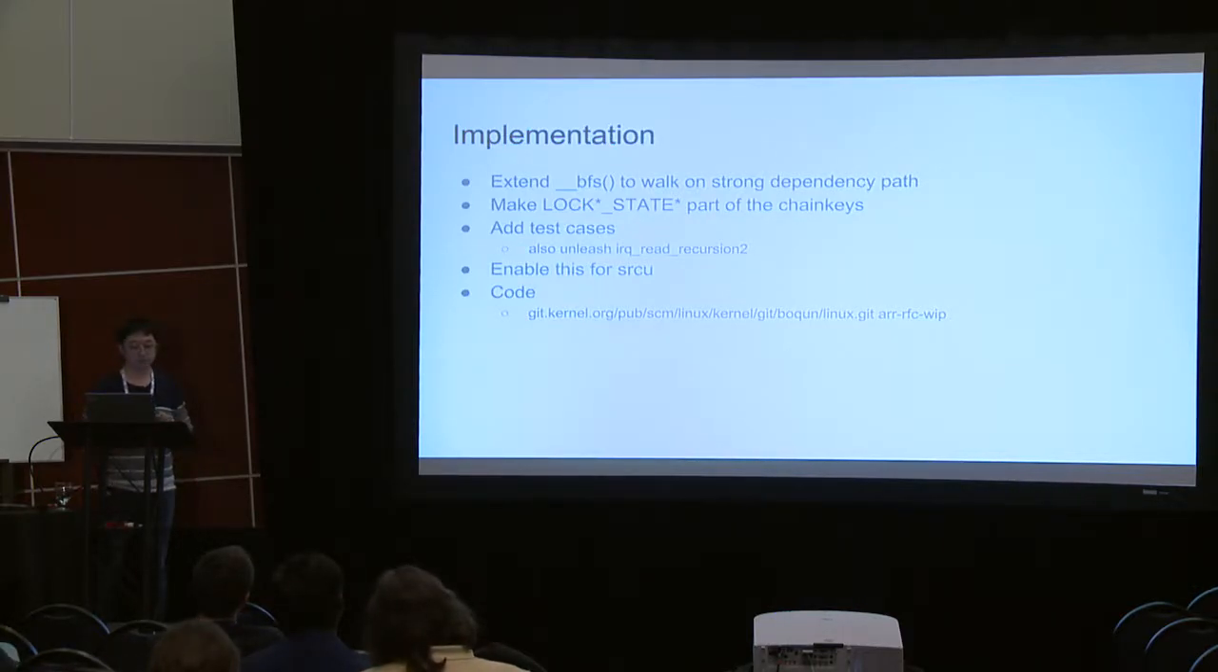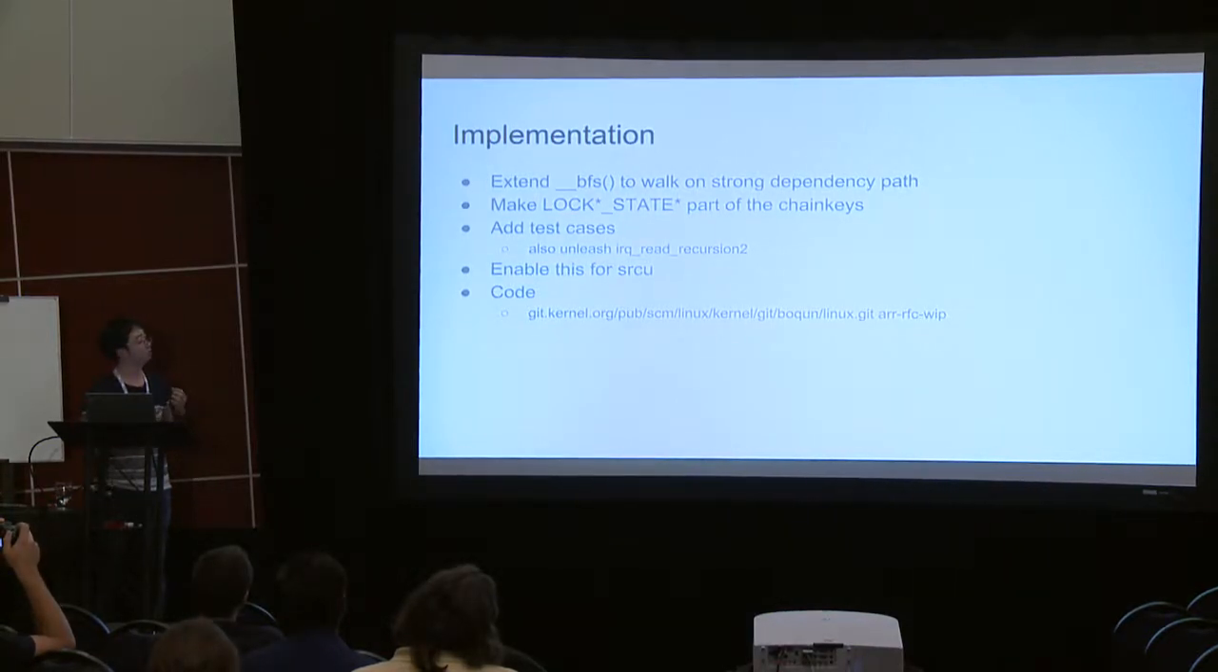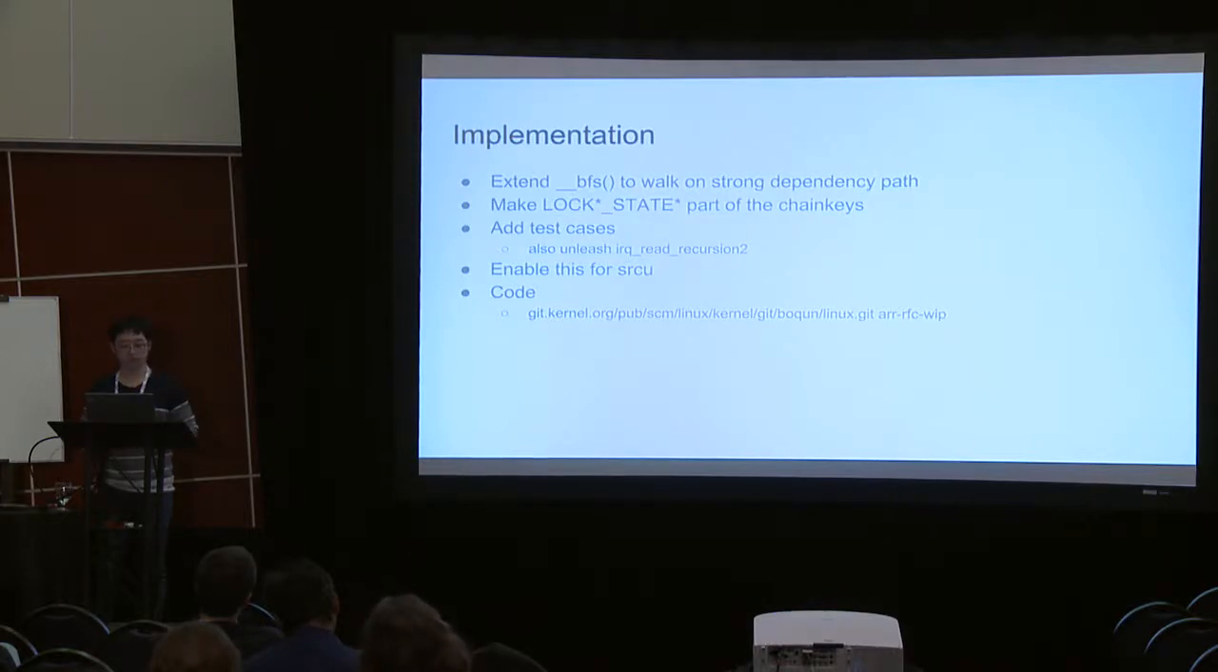There is a BFS in Lockdep, which is the core of Lockdep, and it used to only work on any dependency. I changed that to work on a strong dependency path. There are many implementation details there, and also there is a thing called chain keys, which is basically a hash chain that records the locks that a process has taken so far. It's an optimization for Lockdep, because if you see a lock sequence was safe previously, you don't need to check it in the dependency graph.